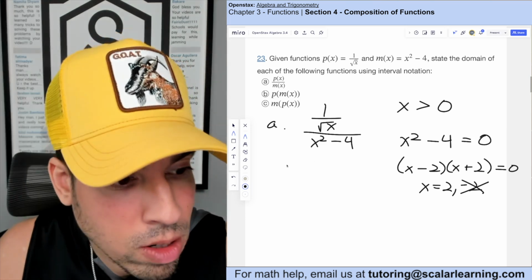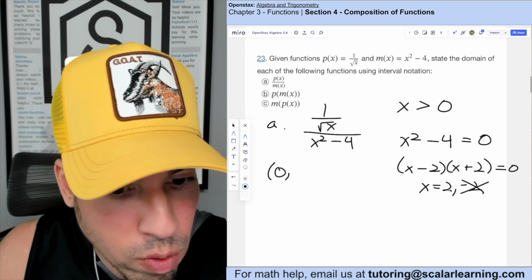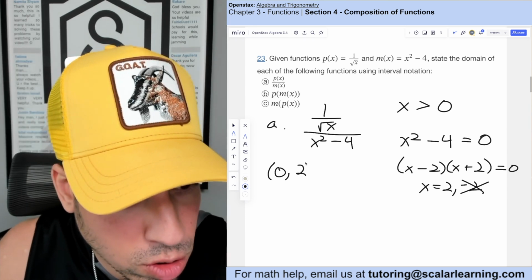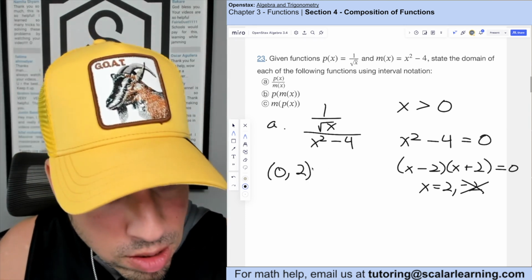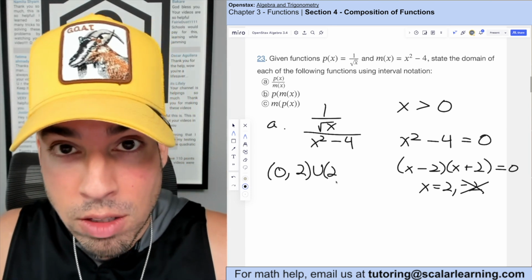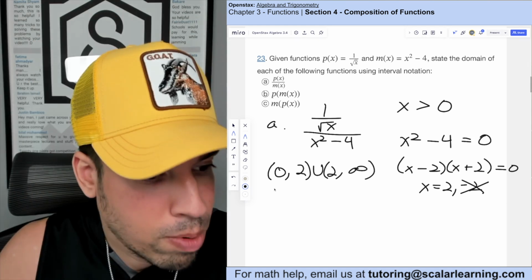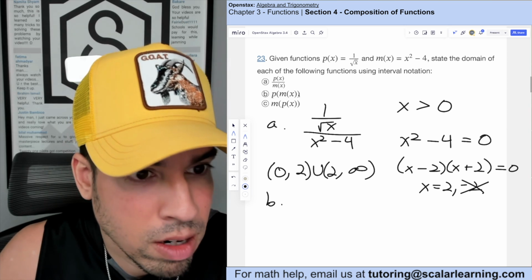So now let's talk about the domain. It's everything starting at 0, going up to 2, but then we have to exclude 2. So we do a curved parenthesis, union, picking right back up at 2, but not including 2. Again, curved parenthesis, all the way to infinity. Boom, done. Now for part B, we're going to say p of m of x.